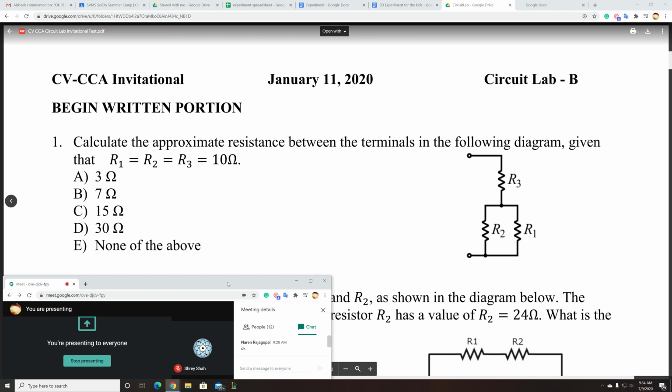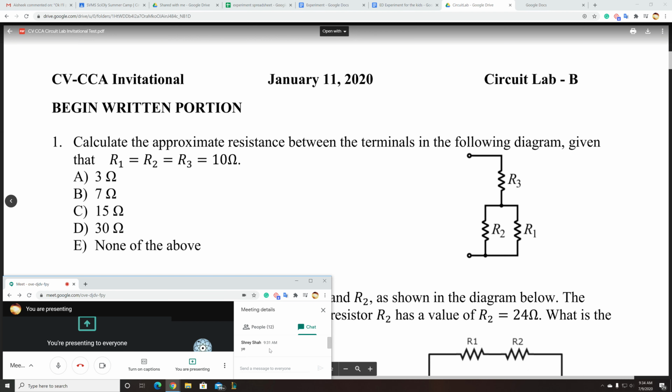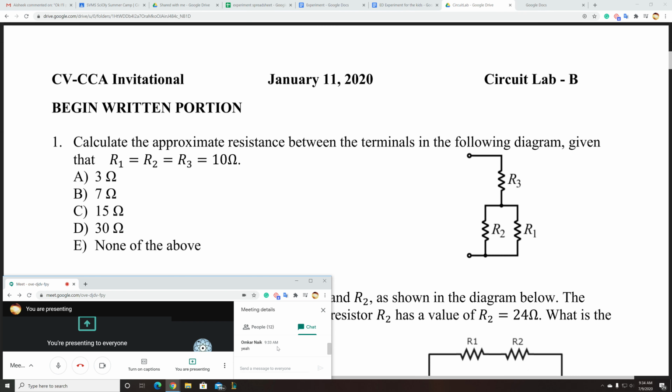Oh, I already know the answer to this. I don't even need it. Okay, sure. Okay, you can go on. It seems that people have the answer by now. Christian, that's incorrect. Yeah, Christian, that's incorrect.